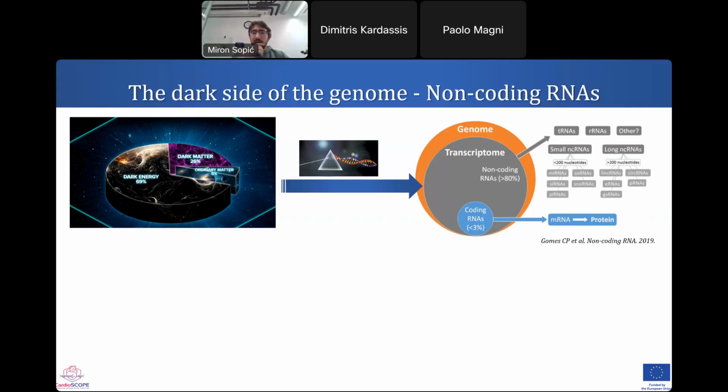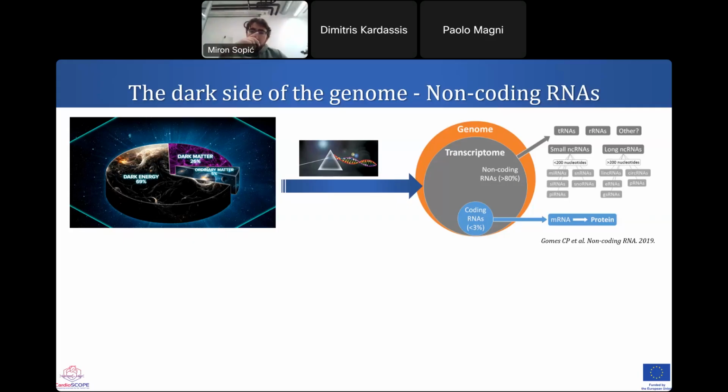And if you look at this graph that was produced by CardioRNA, our previous COST action, you can see the relationship between the genome, transcriptome and coding transcriptome. You can see that 80% of the transcriptome is non-coding RNAs, and only maybe 2 to 5% is coding RNAs, which is the part of the genome that produces the mRNAs.